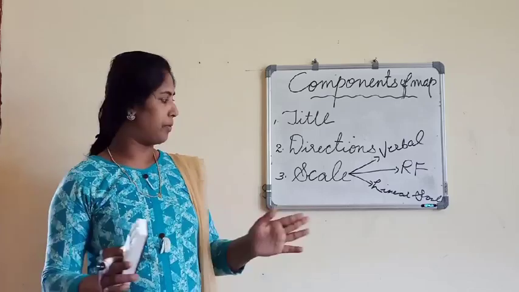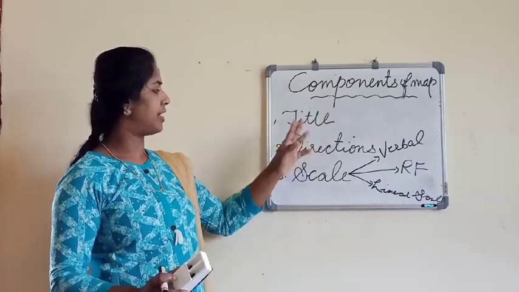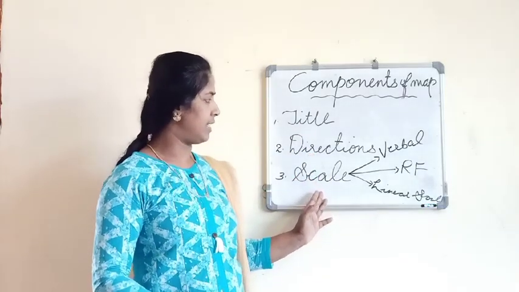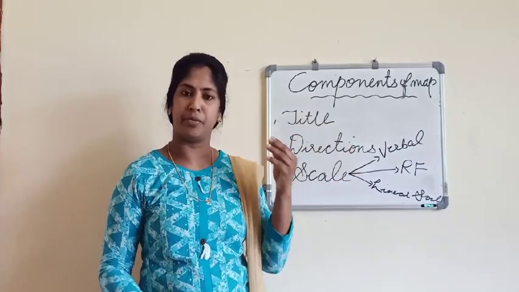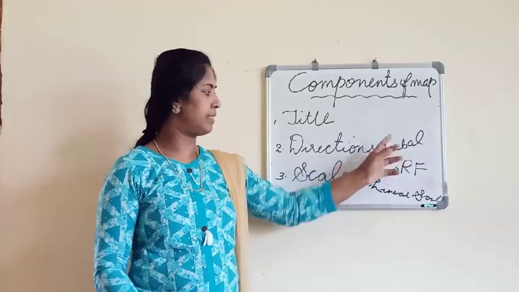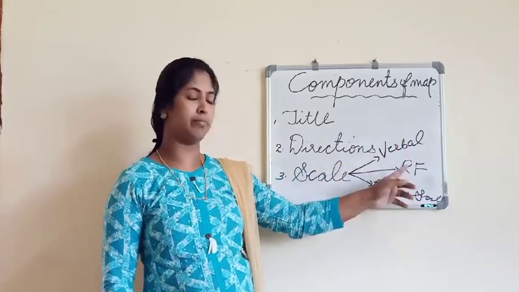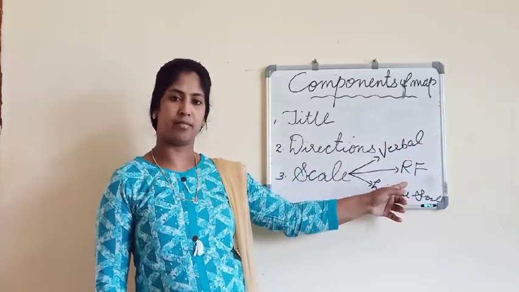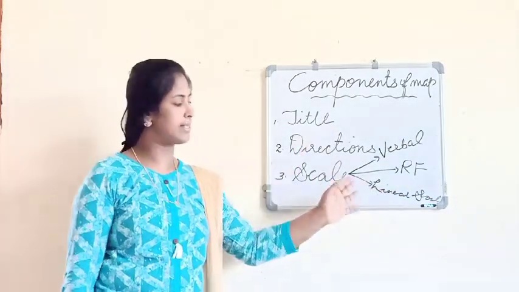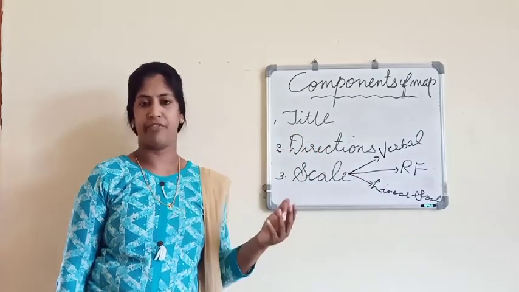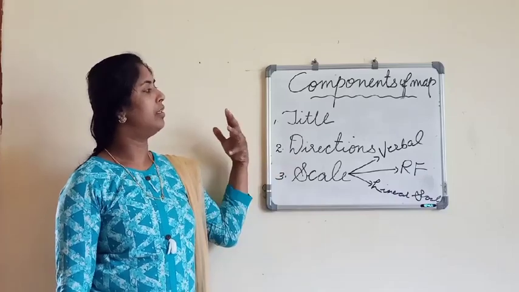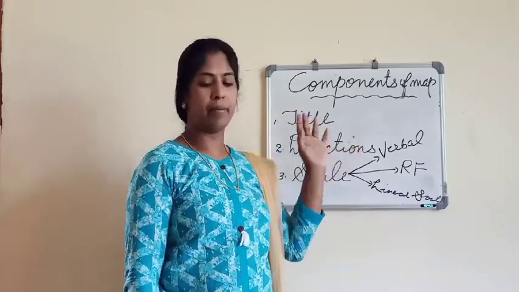So I am explaining about the components of a map. Title we have completed, then directions and scale. Under scale, different methods are used for representing scales on the map. The first one is the verbal method, the second is the representative fraction method, RF, for which the short form is always used, and the third is the linear scale method, also known as the graphic method. So these are the different components of the map and how we show them on the map.